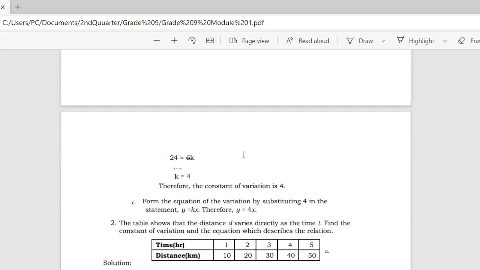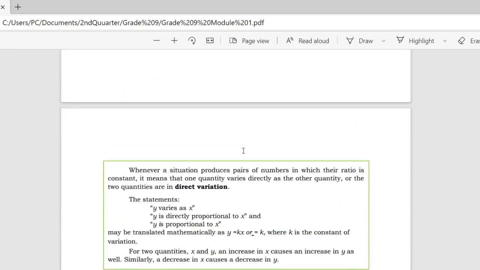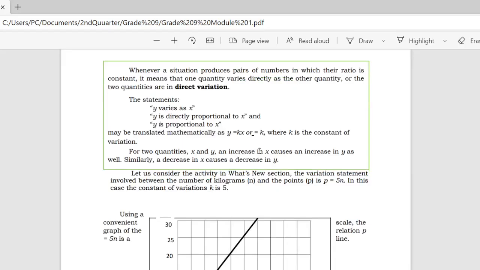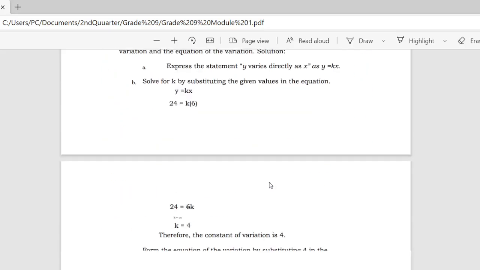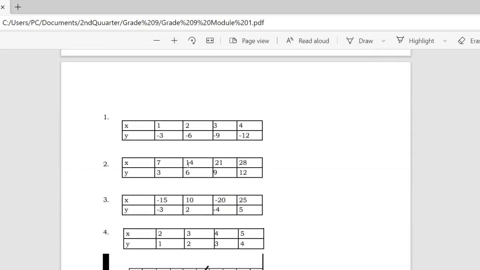Going back to the concept, an increase in x causes an increase in y. A decrease in x causes a decrease in y. So, if the value of x is increasing, therefore y should also be increasing. If the value of x is decreasing, the value of y should also be decreasing. So, let's look at the table. These are the values of x and these are the values of y. Is it increasing?